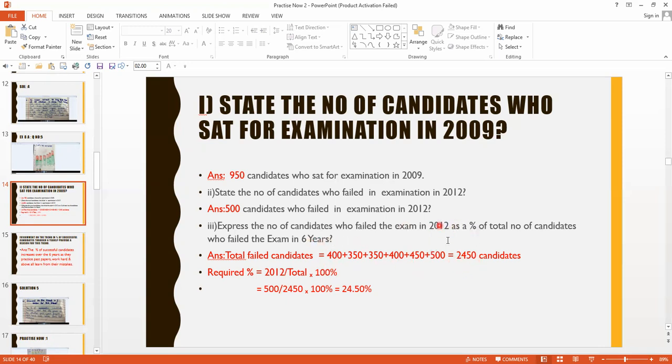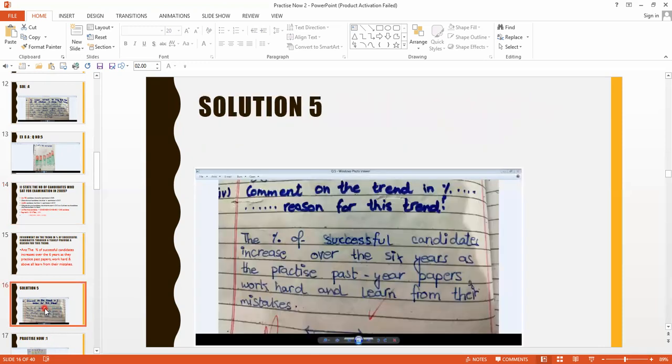So how do I have to write the percentage? The students who failed in 2012, here you have to find how many students failed in 2012? 500. So how do you write the required percentage? Candidates who failed in 2012 divided by total failed candidates, multiplied by 100%. In 2012, how many students failed? 500. And how many are the total candidates? That is 2,450. You multiply by 100%, and all that is equal to 24.50. Clear? Clear, beta? Now we move towards the next part of the question.